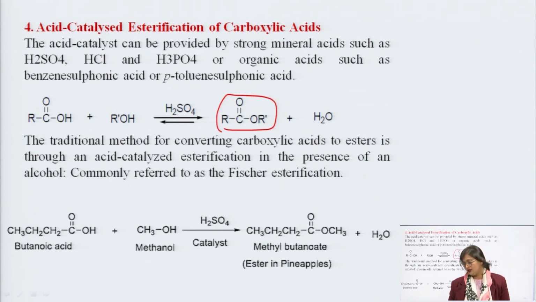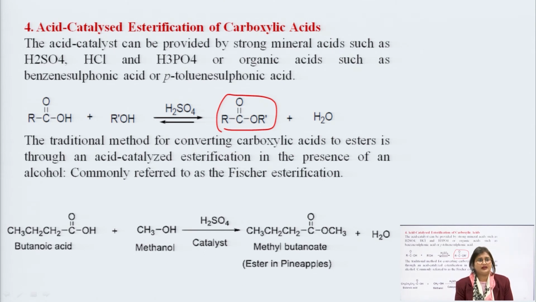The previous one was base catalyzed, wherein diazomethane led to esterification of the acid. Here in the next reaction, this reaction is catalyzed by acids, wherein carboxylic acid is esterified into an ester compound. The traditional method for converting carboxylic acid to ester is through an acid catalyzed esterification. So, this is considered to be the traditional method.